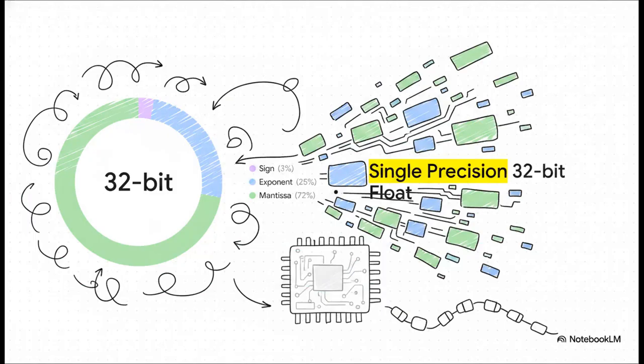To pull this off, it uses a single precision format, often called a 32-bit float. Think of the computer's memory sliced up kind of like a pie. Exactly 1 bit is reserved for the sign, 8 bits are carved out for the exponent, and the remaining 23 bits are handed over to the mantissa. And thanks to the standard, every single computer perfectly agrees on this exact recipe.